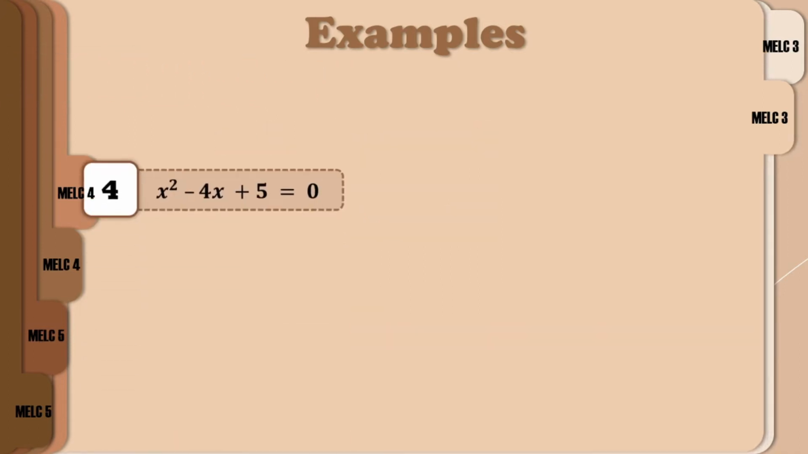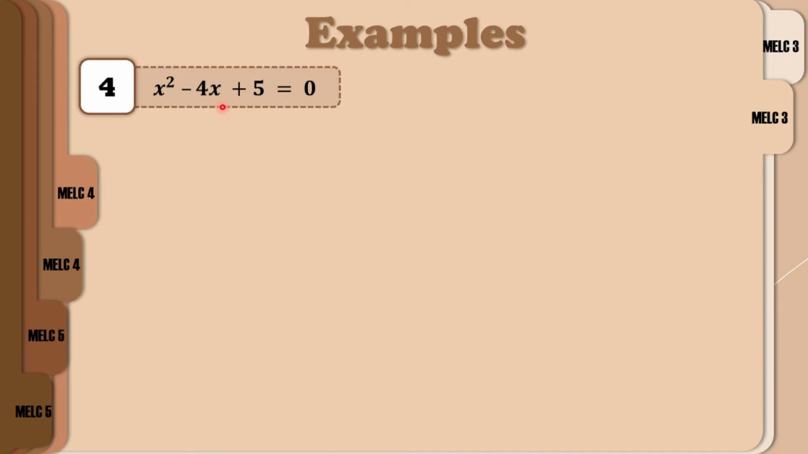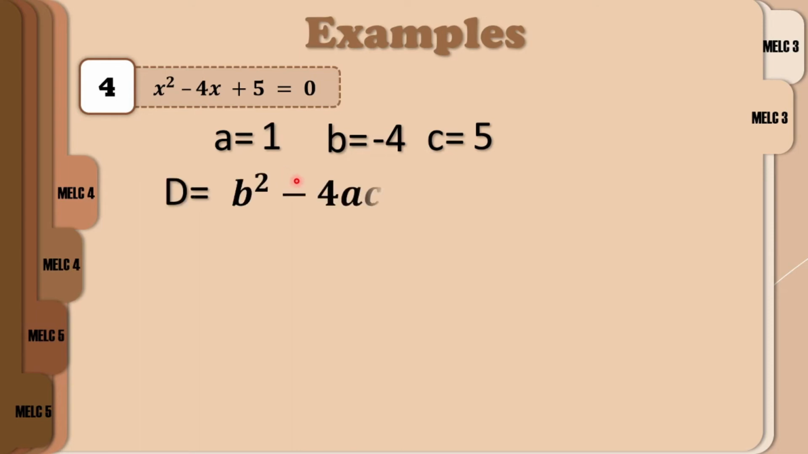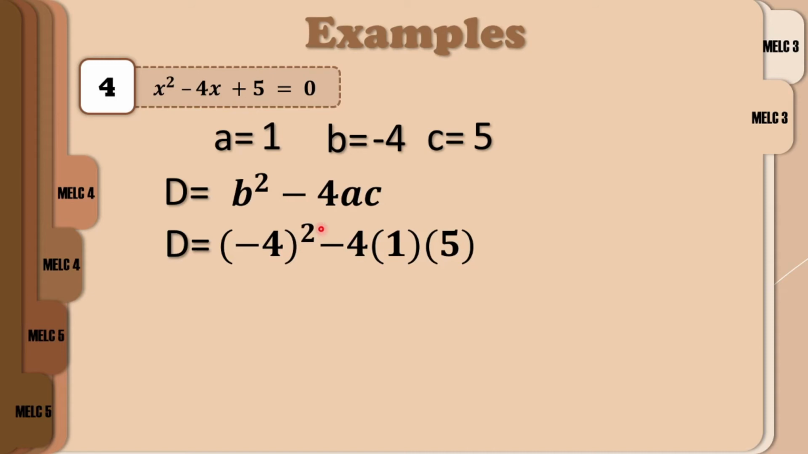So let's proceed. For our last example, we have x squared minus 4x plus 5 is equal to 0. So getting all the values of a, b, and c. For our a, we have 1, for our b is negative 4, and for our c is positive 5. So substitute all the values in our discriminant b squared minus 4ac. We will get negative 4 squared minus 4 times 1 times 5.